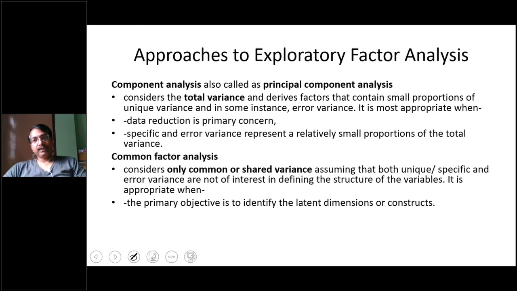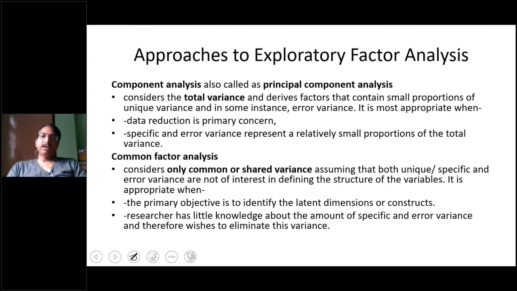Most of the time researchers go for principal component analysis without knowing what the dimensions are in those 80 or 50 items. So when you want to explore what hidden, latent dimensions or constructs can be generated from these 50 variables, then you should use common factor analysis. And also when the researcher has little knowledge about the amount of specific or error variance, and therefore wishes to eliminate this variance, he can go for common factor analysis.